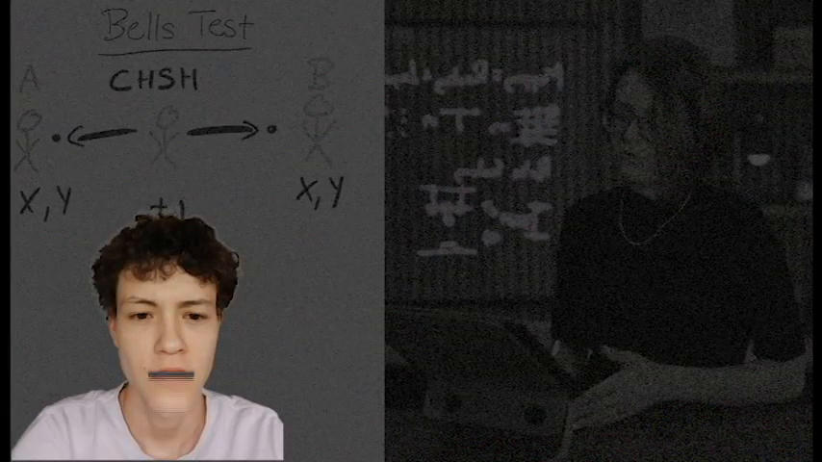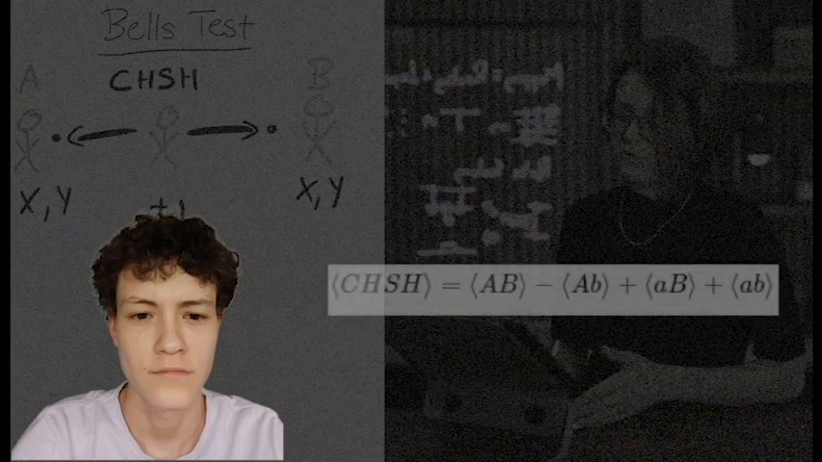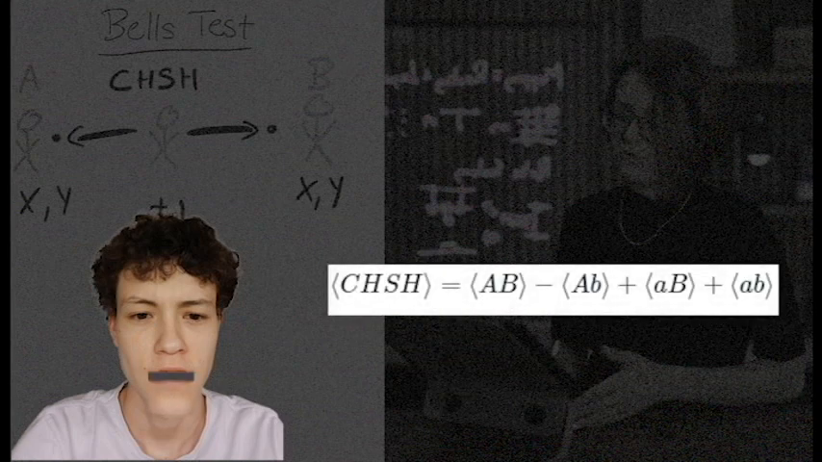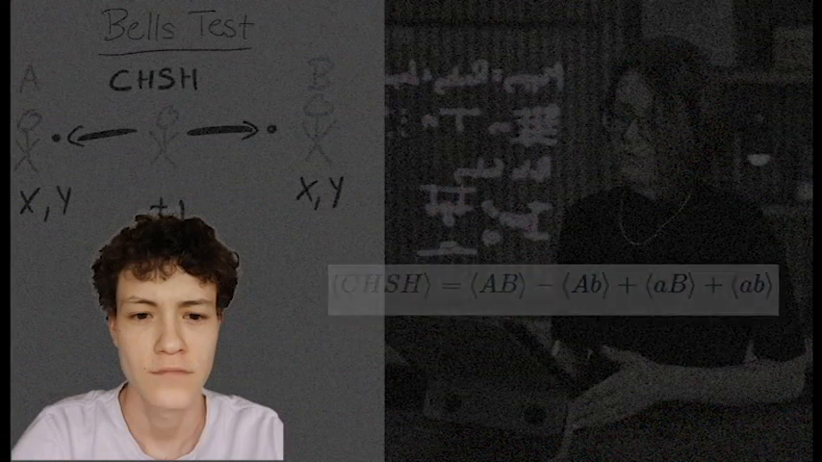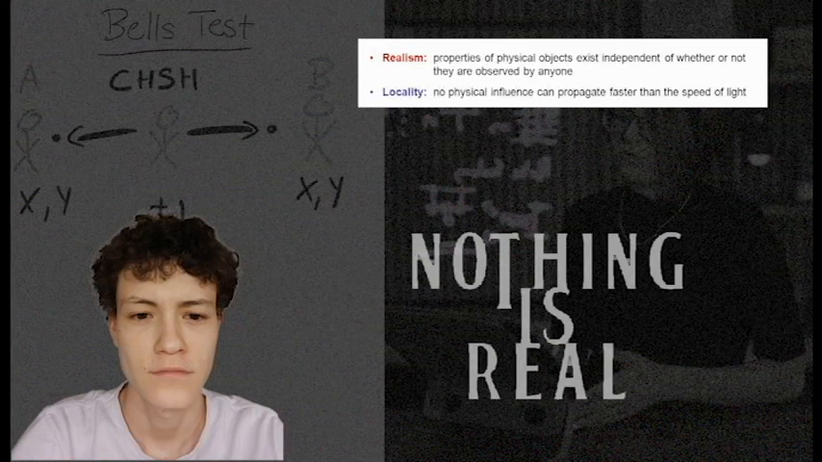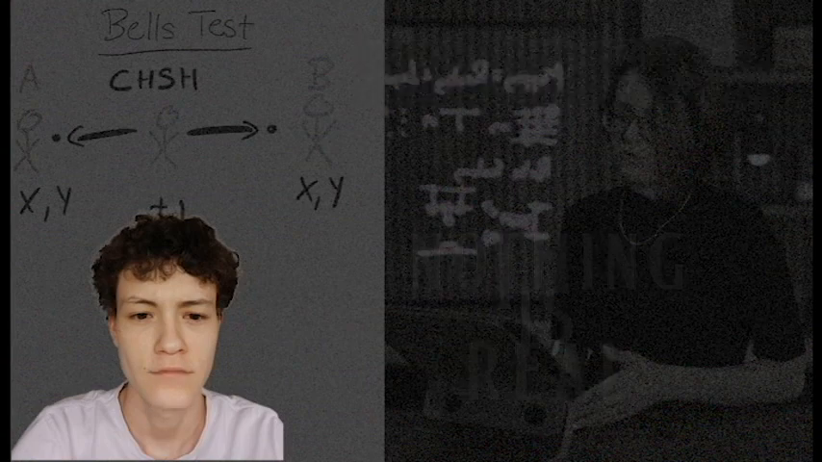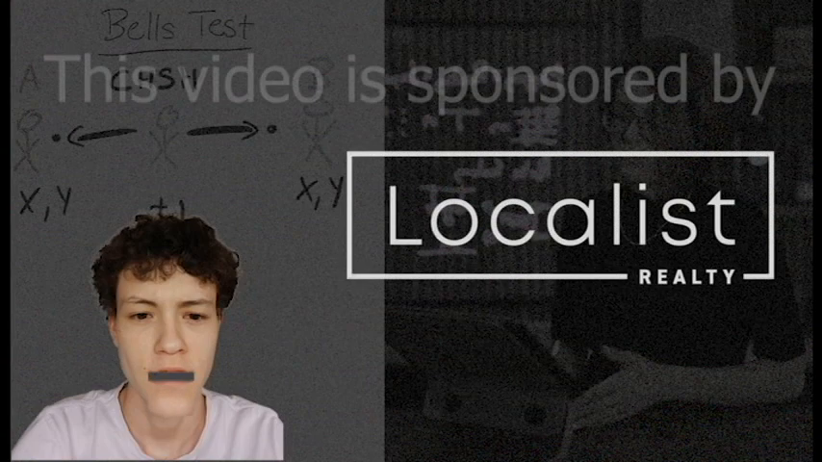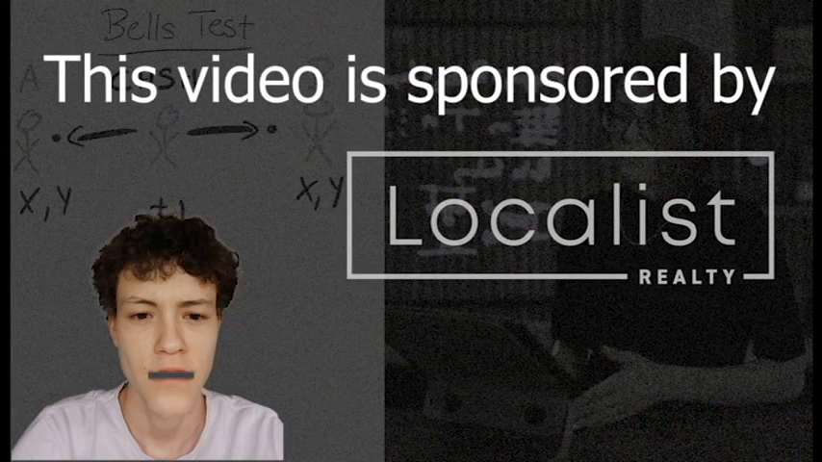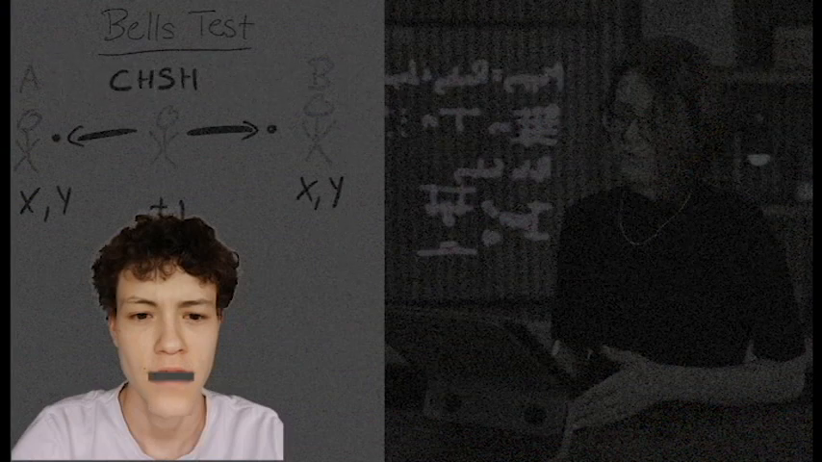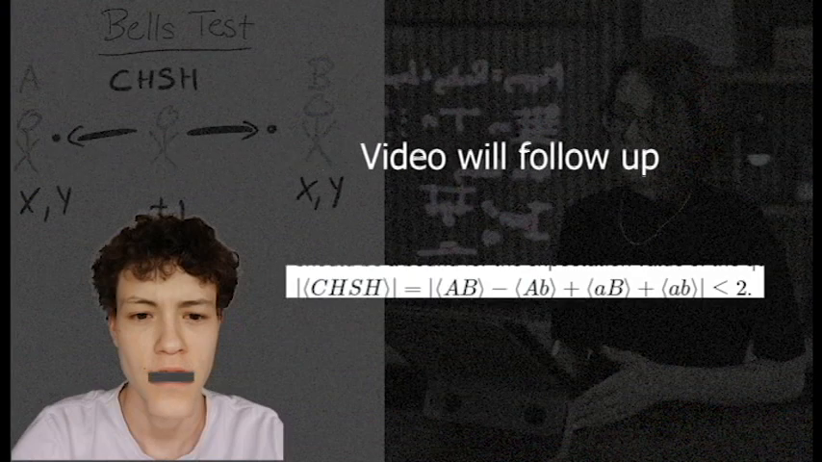The CHSH inequality involves a specific combination of measurement outcomes at Alice and Bob's detectors, which is derived based on the assumption of local realism. Now, what is this assumption? This local realism concept assumes that the measurement outcomes are determined by local hidden variables, which are pre-existing properties of the particles that are not directly observable, which in this case, she mentions are 1 and -1.